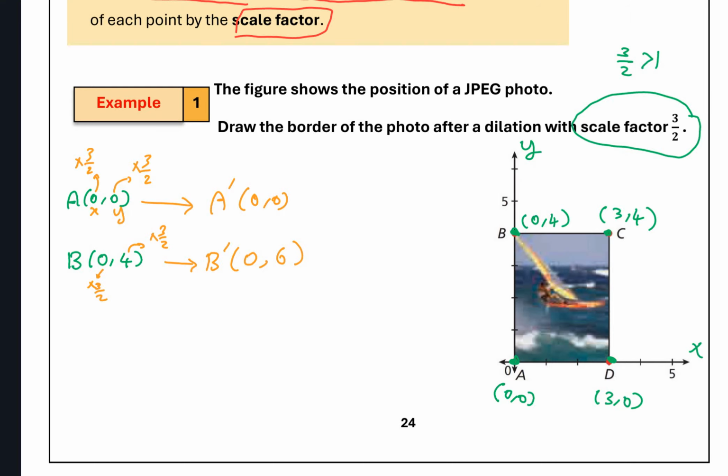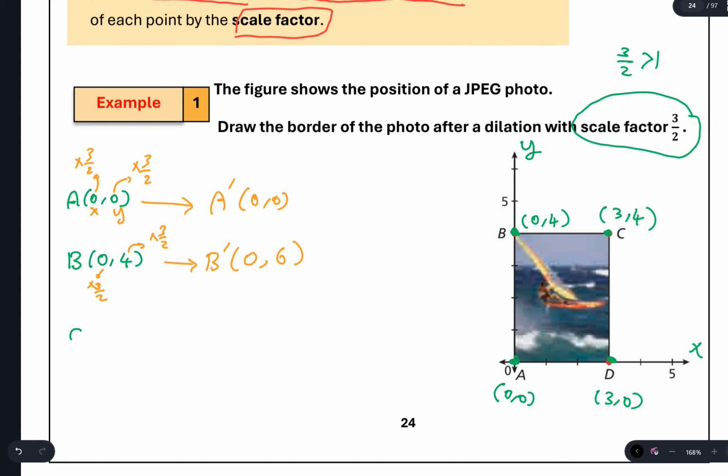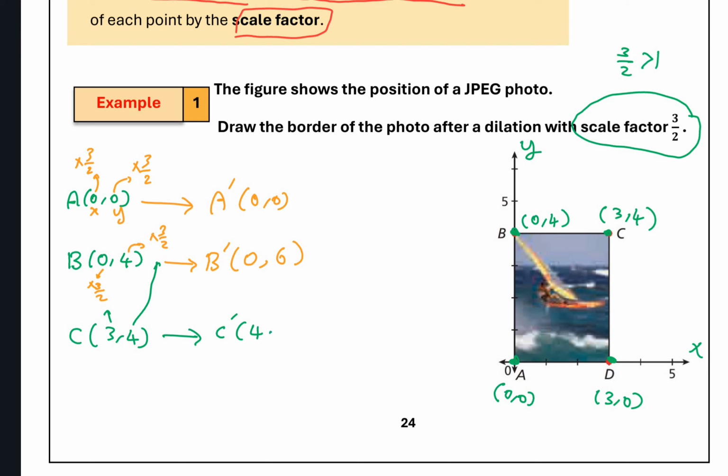You will keep doing this for point C and point D also. So let's see the answers. Let's write point C. Again, you have 3 and 4. You multiply by 3 over 2, the same process, for both coordinates. So you get the answer C prime: 3 times 3 over 2 equals 4.5, and 4 times 3 over 2 gives 6, right?